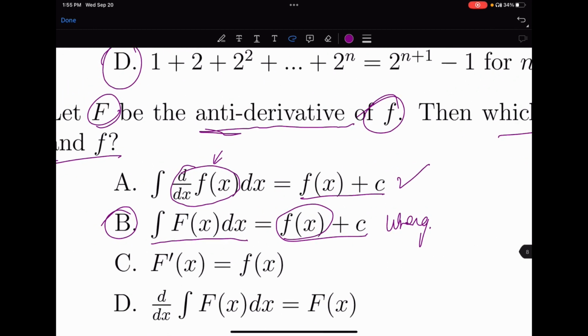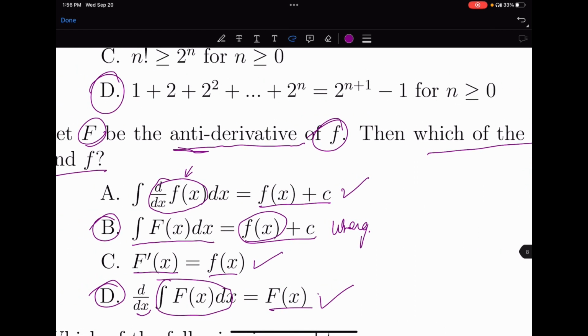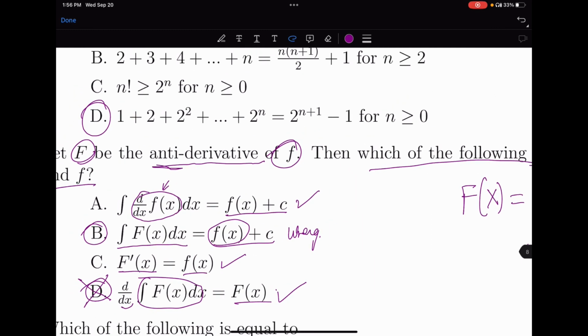Okay, for c, capital F differentiated gives f of x, that is correct, right? And for d, capital F of x is differentiated, integrated, then differentiated, and that gives f of x. Integration and differentiation are inverse operations. So this is also correct. Actually d cannot be the answer because it is correct. We are looking for the one that is not true. Therefore b is the answer.